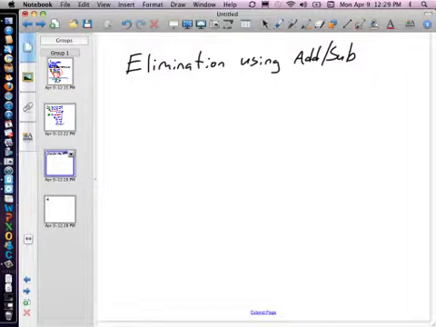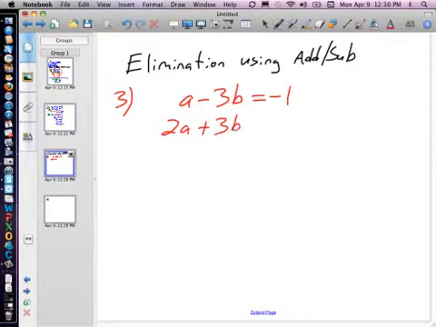Let's try another example of this. So we call this example 3, and we'll use a minus 3b equals negative 1, and we'll use 2a plus 3b equals 16. So when you're deciding whether to use addition or subtraction, you have to ask yourself, well, which of those operations would result in an elimination of the variables?